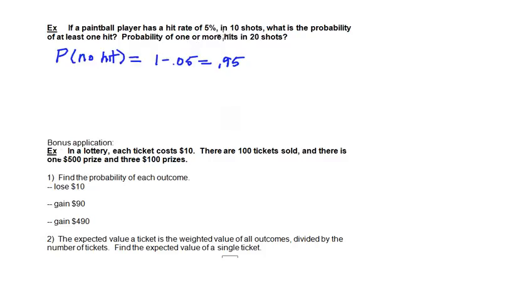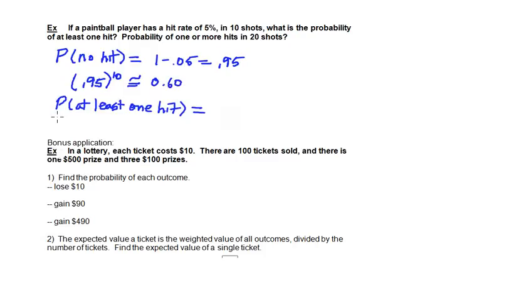If we want to find out the probability of having no hit in 10 shots, we're going to take that to the 10th power. Working that out on a calculator to two significant figures, we get approximately 0.6, or 60%. We'll now go back to the original question, finding the probability of at least one hit, which is the opposite of getting no hits. So we will subtract from 1, so we'll take 1 minus 0.6, and that's equal to approximately 0.4, or 40%.